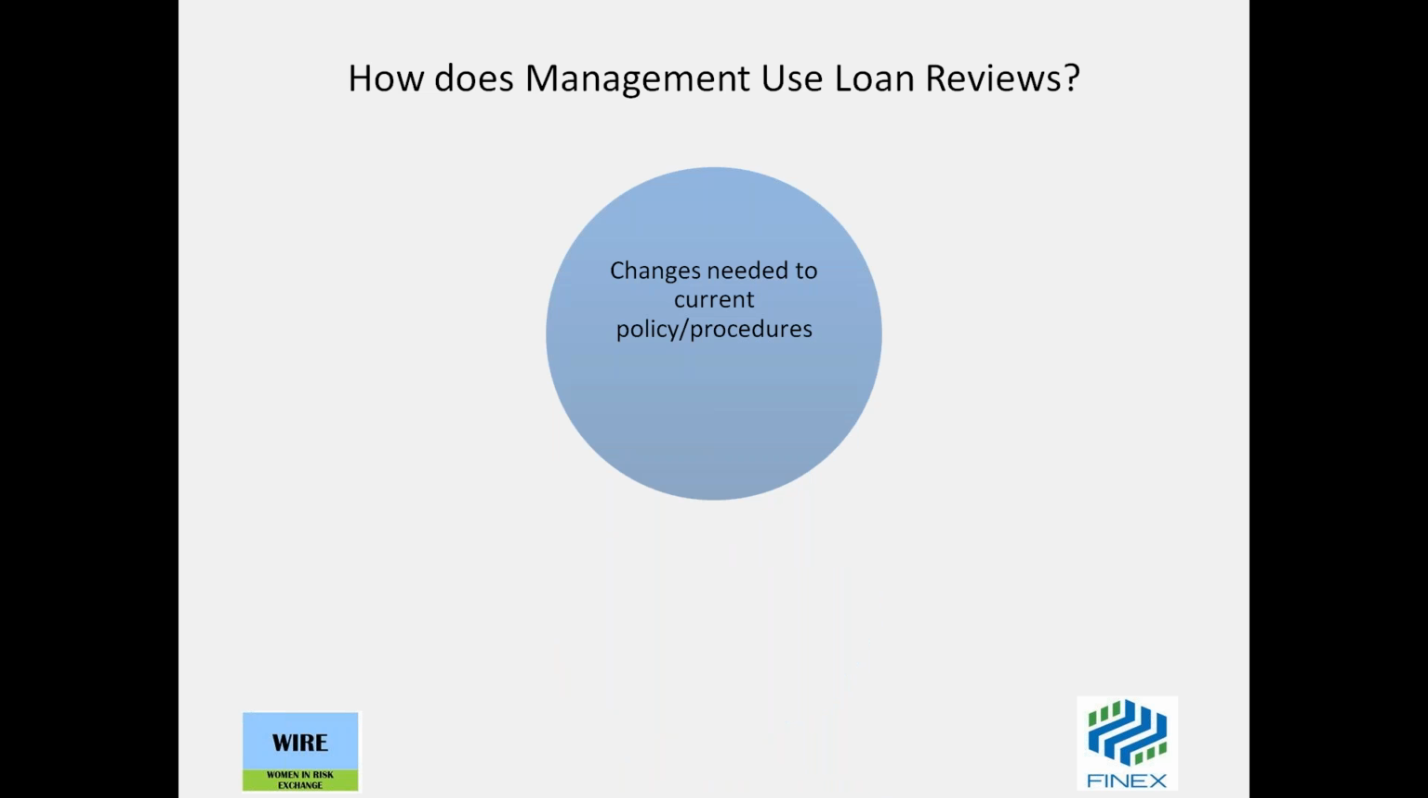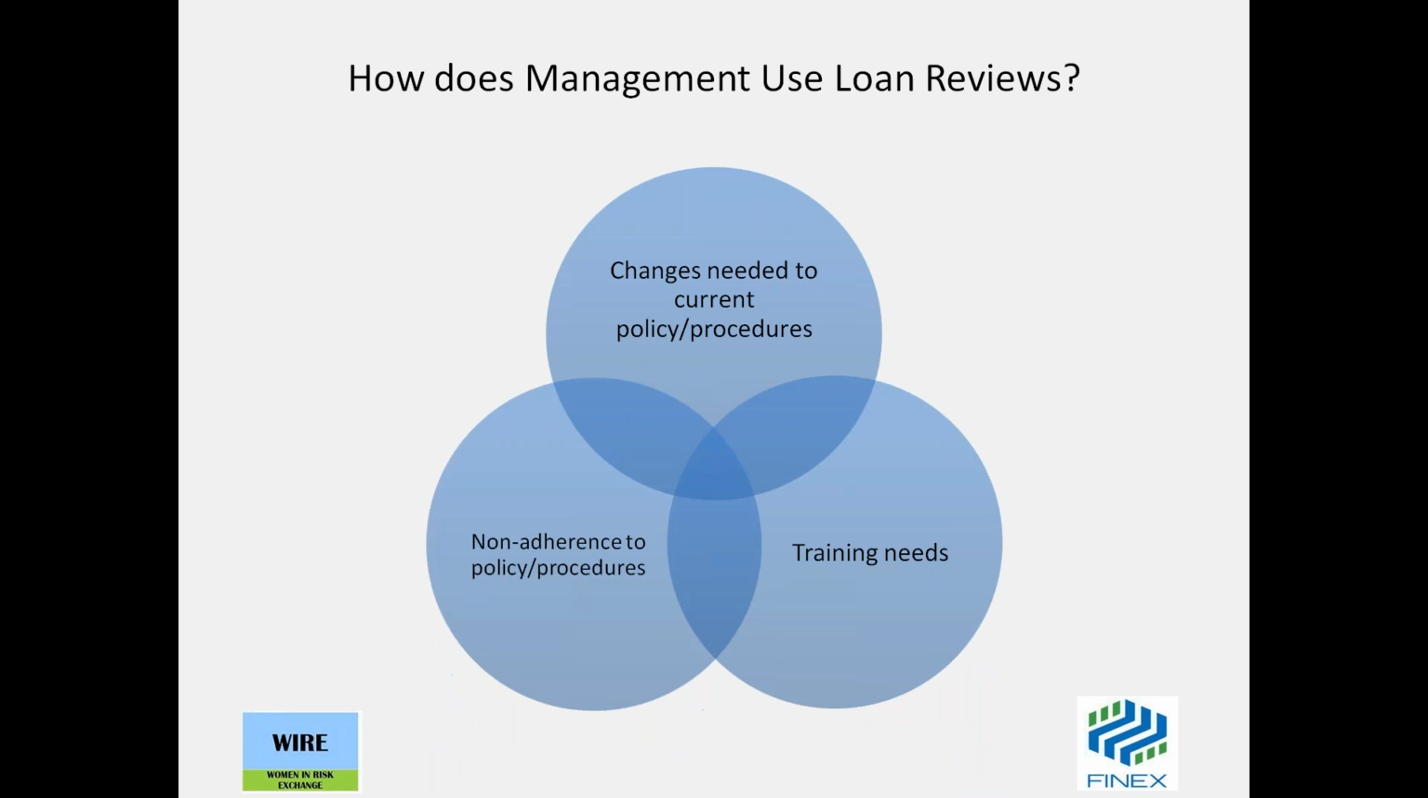They looked at whether changes were needed to current policies and procedures. They looked at whether there were training needs and non-adherence to policies and procedures. So we are going to point out that yes, sometimes there was not adherence to policies and procedures, but sometimes that was an indicator that maybe loan officers needed more training.